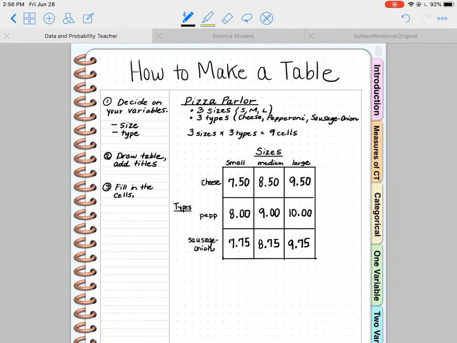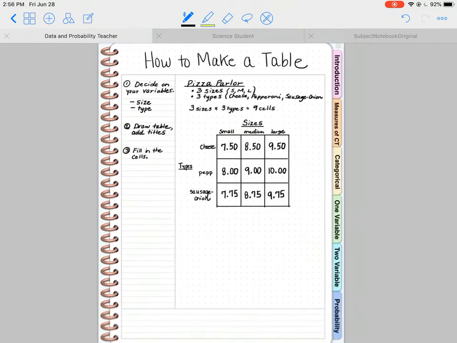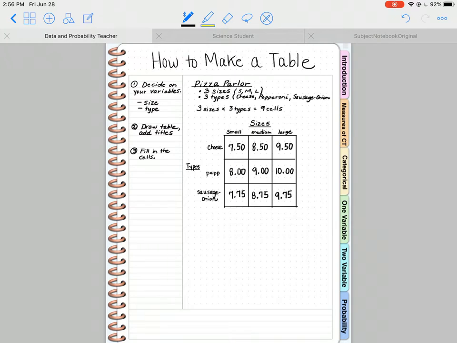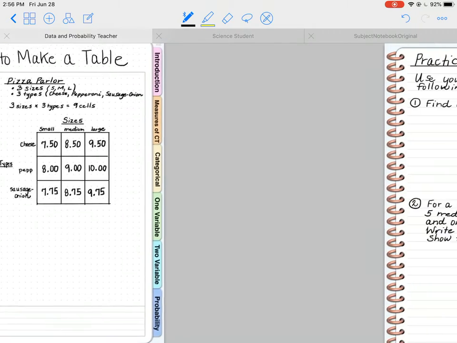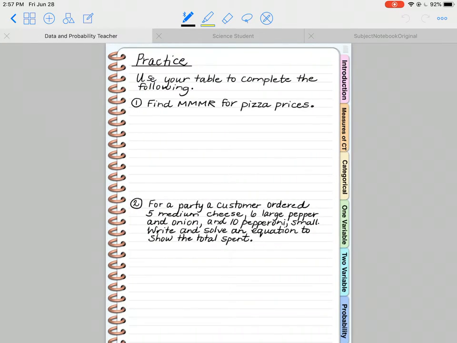Welcome back for the rest of this little lesson on how to make a table. I did not go back to the beginning because we're continuing this particular one, but we are in the section on two variable data, how to make a table, and I'm going to roll on over to the next page to see what they want me to do. And it says to use your table to complete the following. Find mean, median, mode, and range for pizza prices.